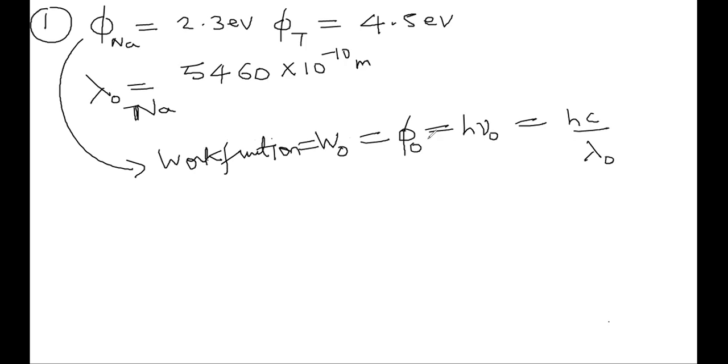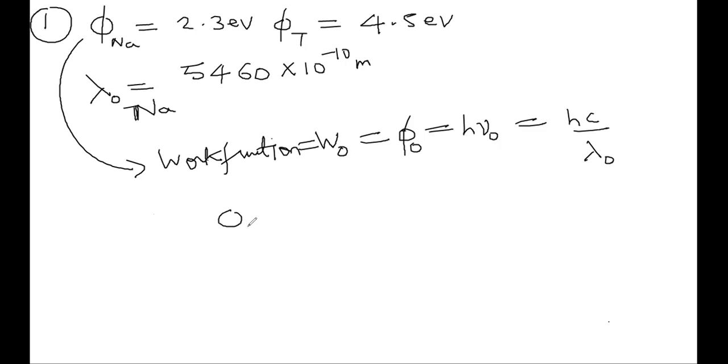Now what they have given is not different wavelengths. Only the threshold wavelength of one of them is given. The threshold wavelength of the second one they are asking. How to do this problem? Just take these two, write their formula and divide them. That is what we have to do.